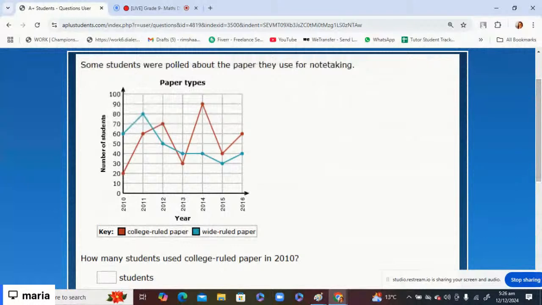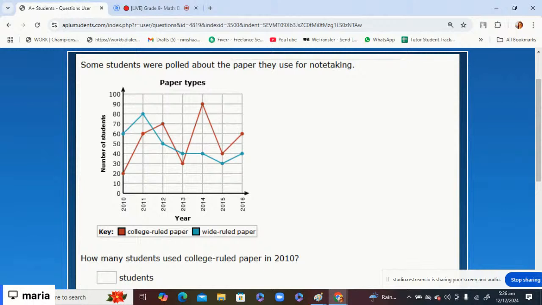Some students were polled about the paper they use for note taking. The years 2010, 11, 12, 13, 14, 15, and 16 are given on the x-axis. These are the number of years. The number of students is 0 to 100, which is also given. And here is the paper type.